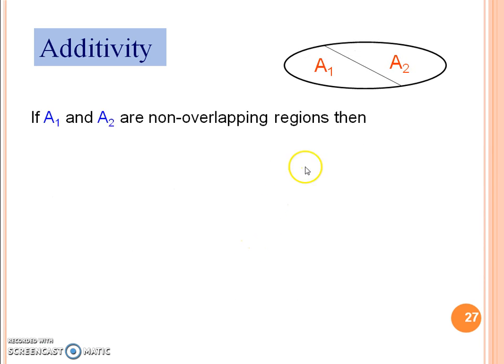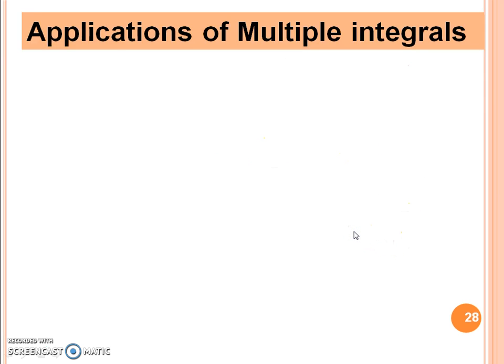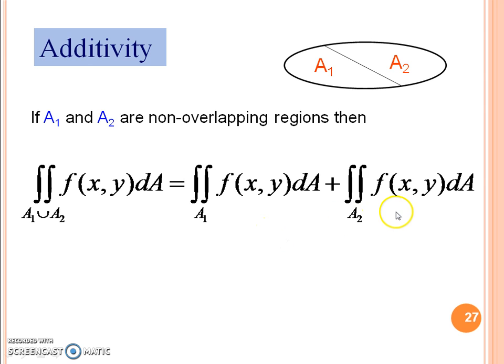Additivity. If A1 and A2 are non-overlapping regions, then the integral over the complete region for the function f(x,y) can be written as the addition of two integrals: the integral over the region A1 plus the integral over the region A2.